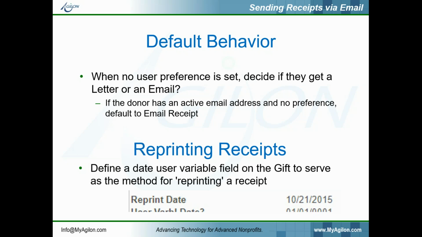And I think most of our clients are making the decision that if somebody has an active email address, we will by default send out an email receipt unless we hear back from the donor that says they do not want that. That kind of gives us the most bang for the buck, and I think that's been working out fairly well for people. Now, of course, if somebody does not have an active email, we have to send them a letter. So this is a pretty good process for default behavior.